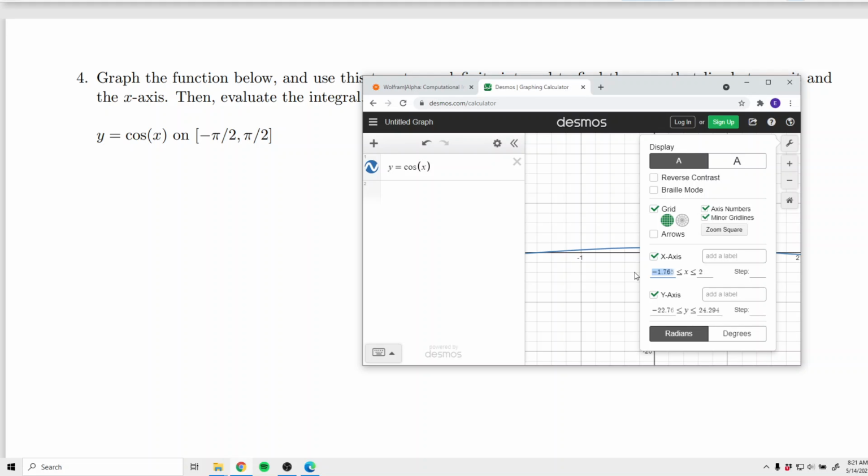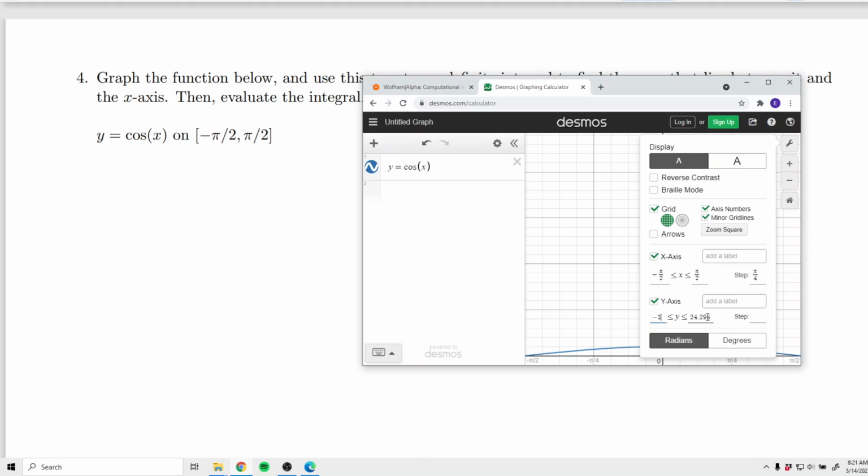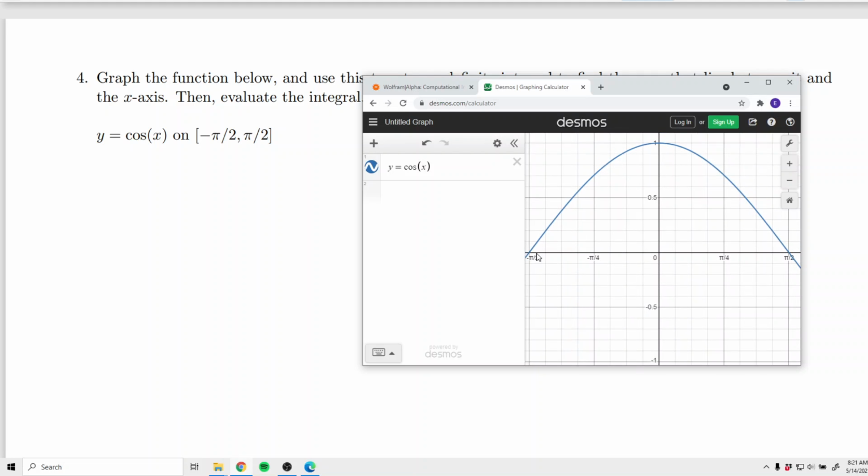So the x-axis, I'm going to do negative pi over 2 to pi over 2. I don't care what happens after that. Step size, I'll just do pi over 4 so we can see kind of nice intervals. And we know the graph of cosine is always stuck between negative 1 and 1. And don't worry about the step size there. But the point here is that I'll scroll a little bit just so we can see from negative pi over 2 to pi over 2.